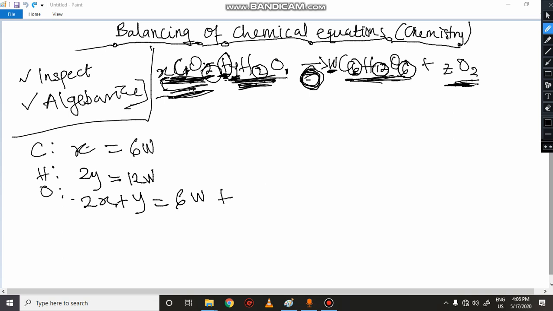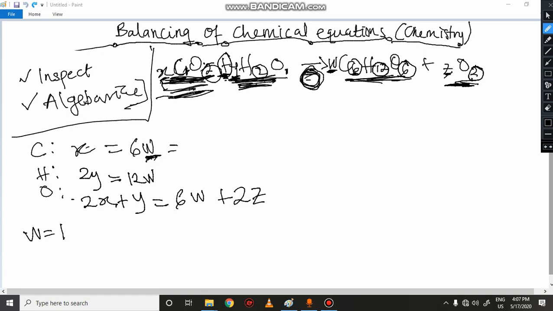Plus, then I have 2 oxygen atoms here. So the 2 multiplies the Z, and I get 2Z. Okay, so all that is left is for us to solve this. The simple way of solving this is to set a variable to 1. Any of them, but choose the one that will make your work easier. So maybe I choose to make W 1. You can choose any number, but I prefer you use 1. If I choose W as 1 or maybe Y as 1, I can just substitute it in and find the other one. So let's choose W equals 1.